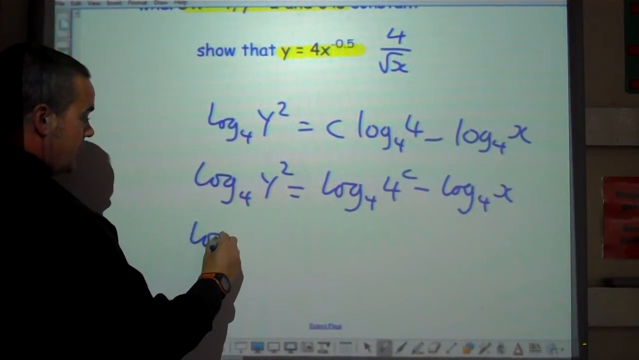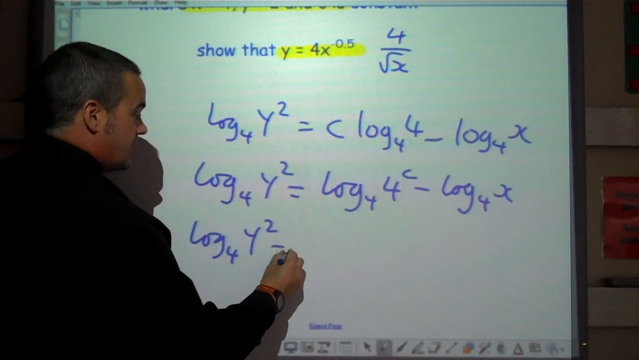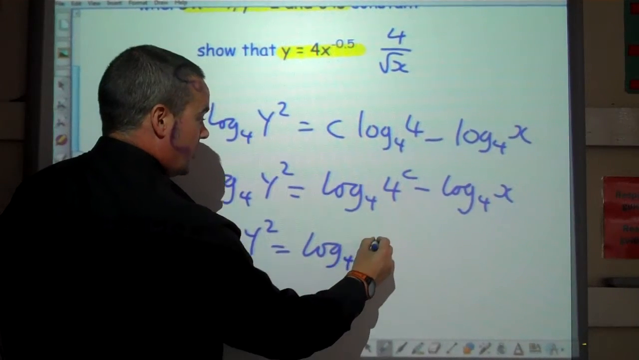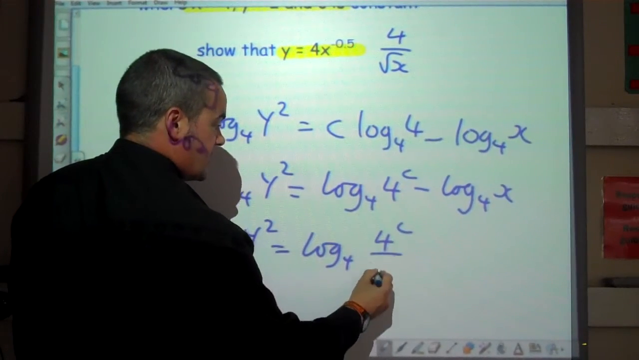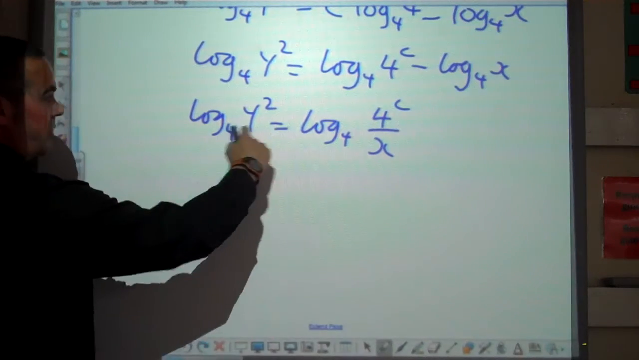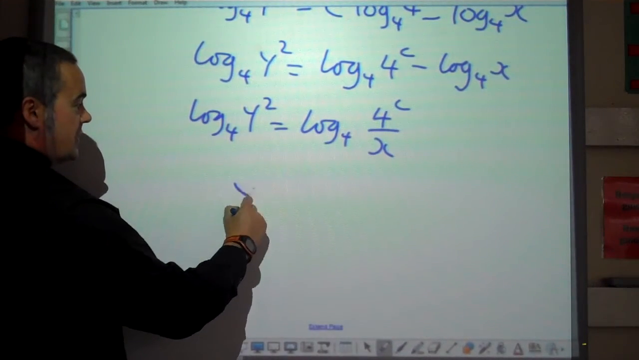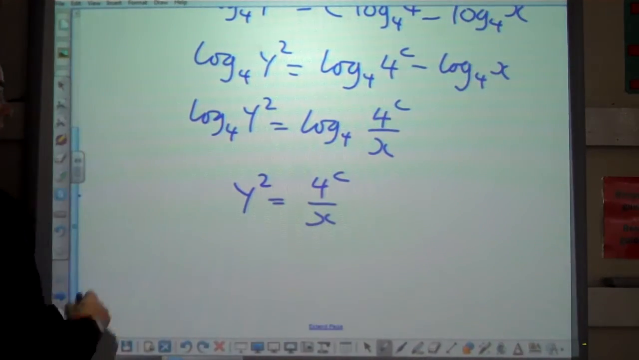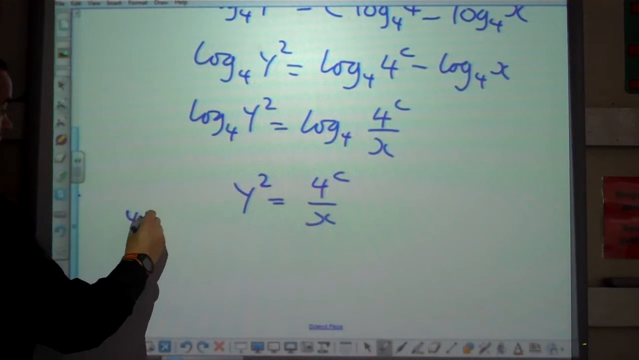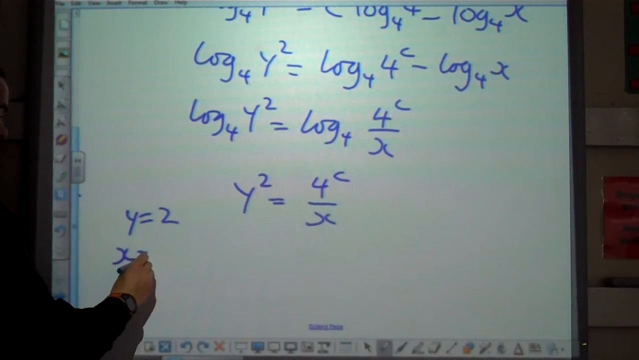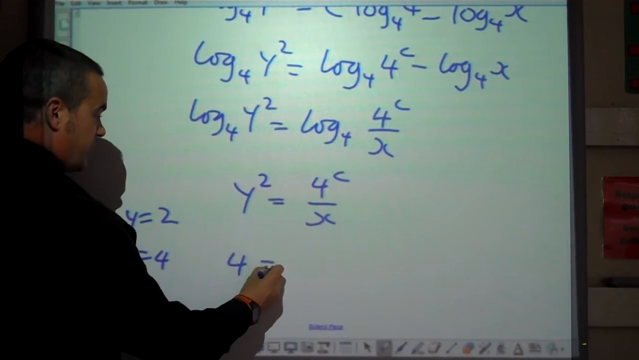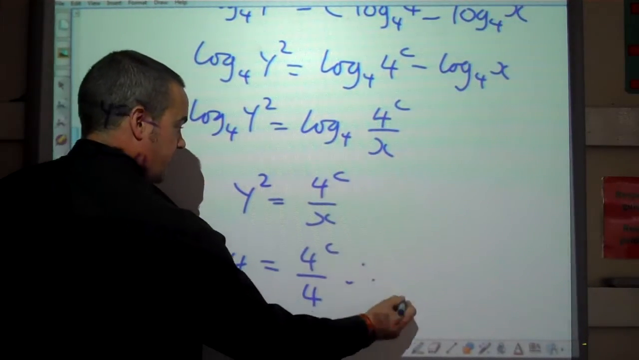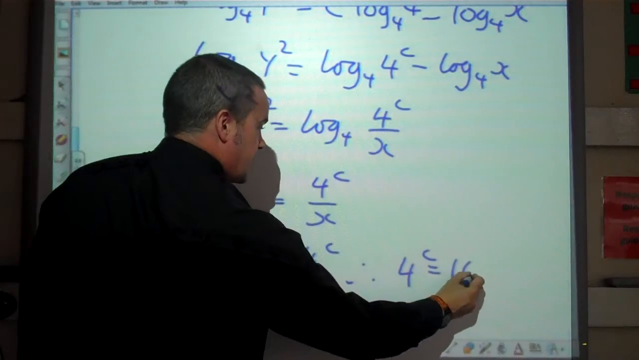Then I've got log 4y squared, and that will give me 1 divided by the other, log 4 of 4 to the power c over x. Now, because I've got logs on both sides, I can just get rid of them, and therefore y squared has to equal 4 to the c over x. Now, the initial condition said that y is equal to 2, x is equal to 4, so that gives me 4 equals 4 to the c over 4, therefore 4 to the c equals 16.